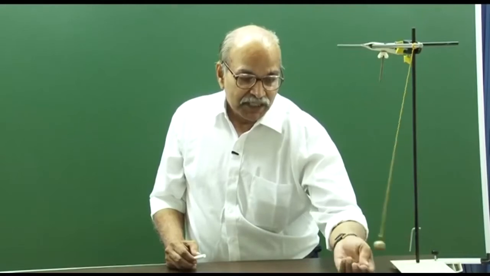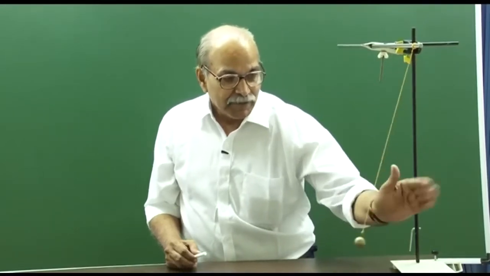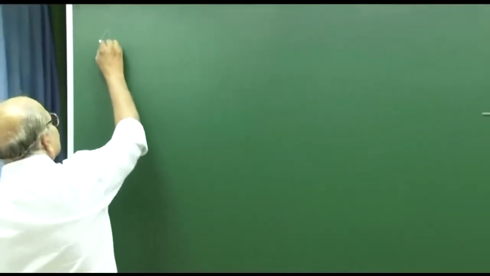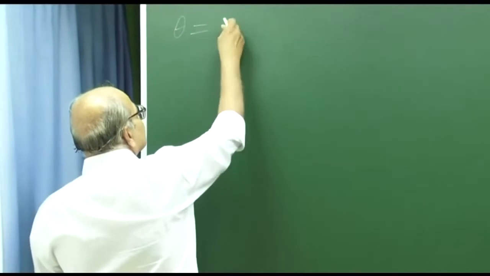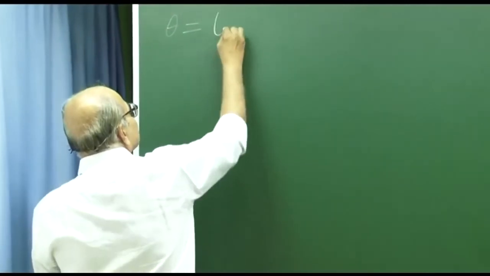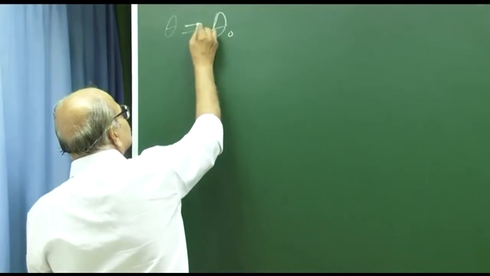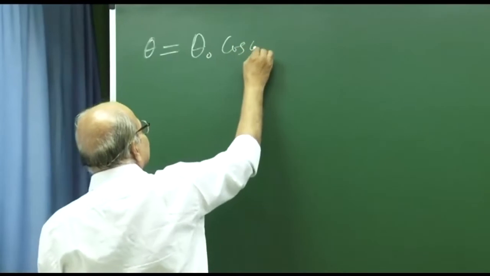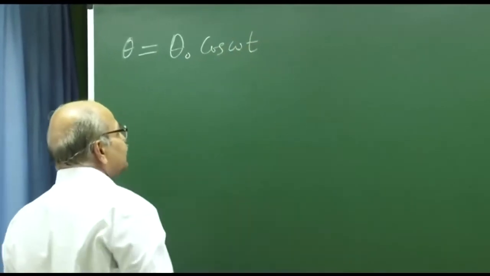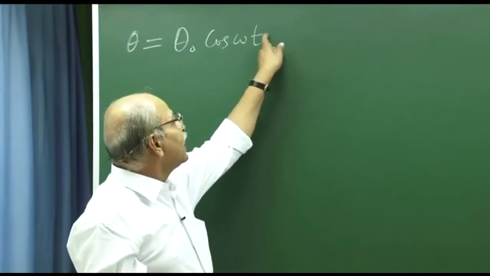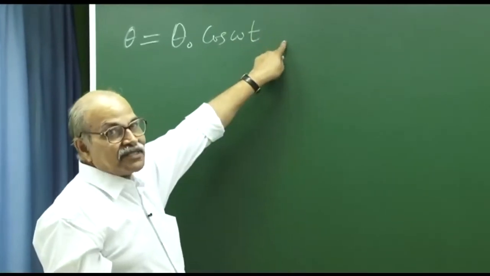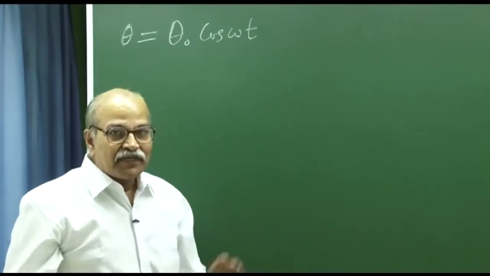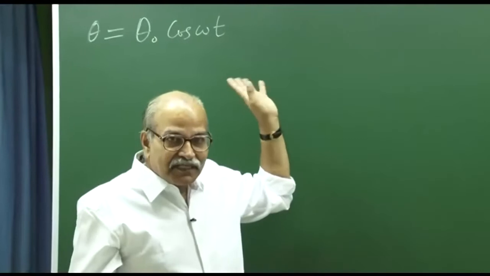If you write the equation for displacement, let us write for theta, theta equal to theta naught, which is the amplitude, and some, let us say, cos omega t. You can write sin omega t, you can write cos of omega t plus some angle phi which is constant, does not depend on time, and so on. So, this kind of equation you write. Then you have to decide the positive direction of theta also.